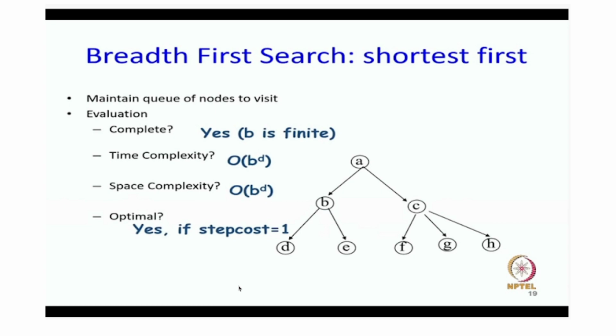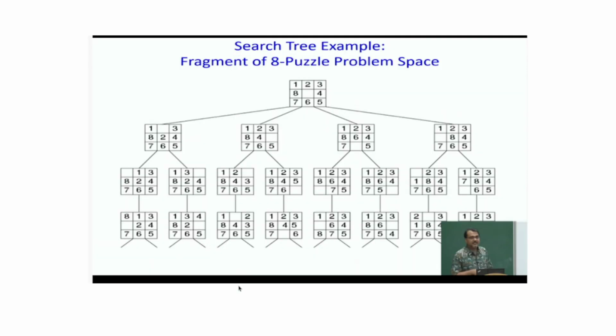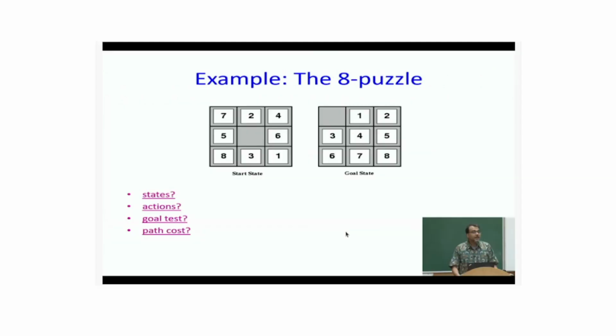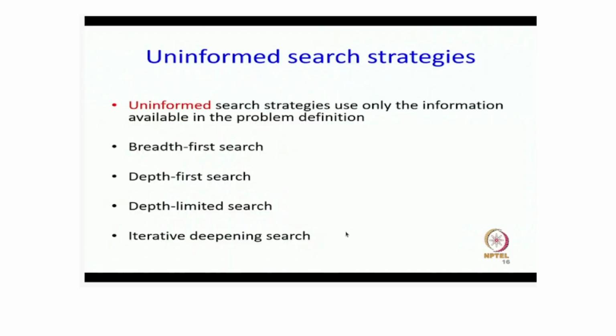Is it a complete algorithm? Yes, it is. What is the time complexity? Time complexity is O(b^d), right? Those things we discussed earlier. So what is b, what is d? b is the branching factor and d is the depth of the optimal solution. So these points you need to keep in mind. The maximum branching factor of the search tree is b. d is the depth of the least cost solution. So there would be a solution, and the depth of that solution is what d represents. m is the maximum depth. So this is the difference between m and d.